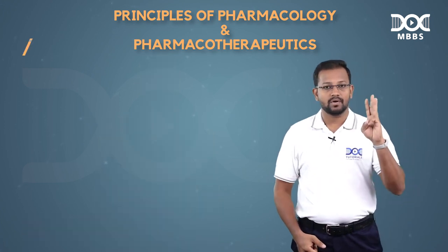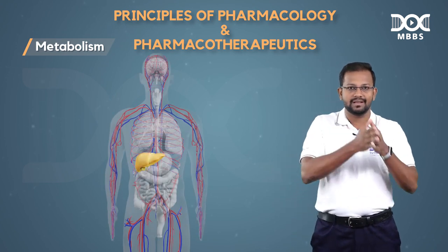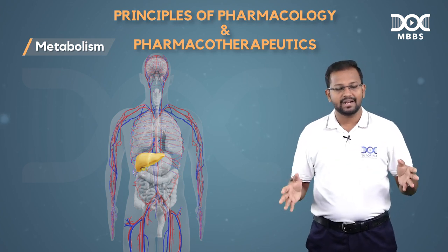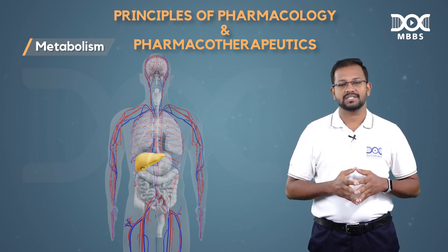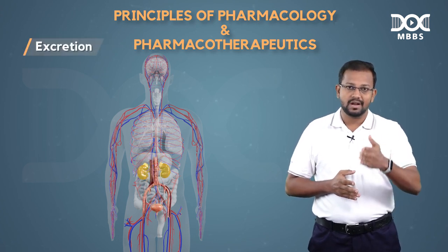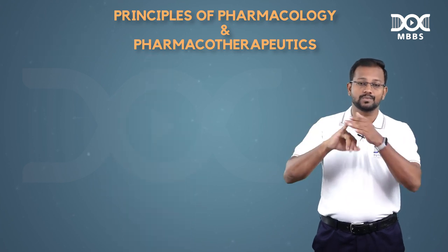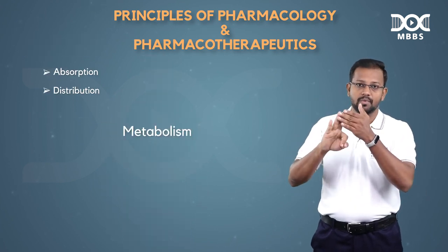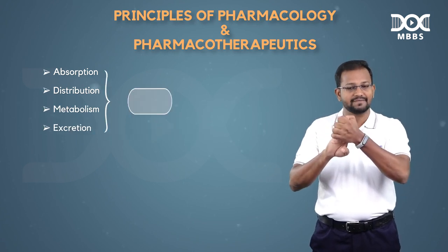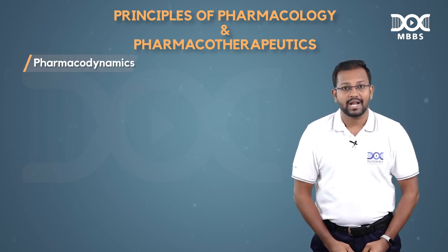The third one, metabolism. Metabolism means movement of drug molecules from the blood into the liver cells or hepatic cells for its metabolism to occur. We'll be talking in detail about what exactly is metabolism, guys. No need to worry. And how the drug is going to move from the blood into the urine, that will be called as excretion. Four major words: absorption, distribution, metabolism, excretion. All these four together will be called as pharmacokinetics. Is that clear? What about pharmacodynamics, guys?